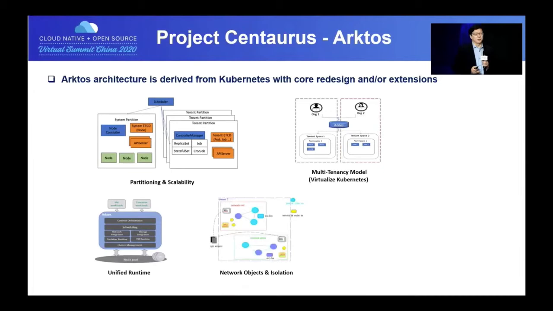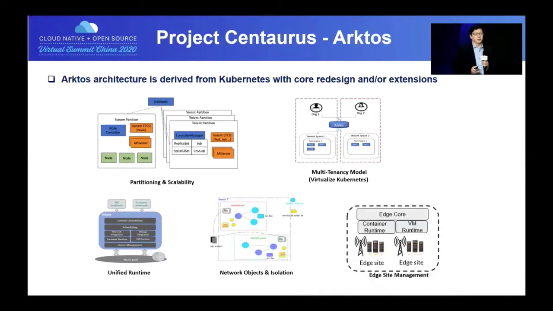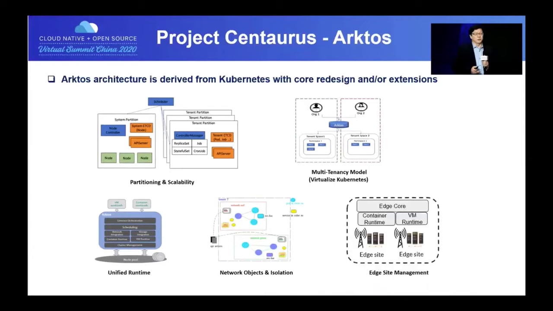Arktos introduced new network object types and the corresponding operators. This is a part of the multi-tenancy model, so that containers or VMs are created within a subnet or VPC, and they are naturally isolated. Built-in edge computing. Arktos out of the box can manage computing nodes at the edge site and orchestrate applications running at a resource-constrained edge.